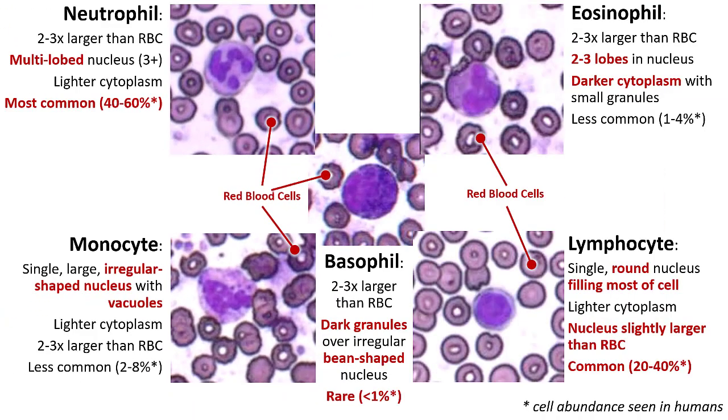A version of this summary image can be found in the field guide section of the project. Here we highlight in red some of the main distinguishing characteristics that can help you with their identification. Remember to look for the number and shape of the lobes of the nucleus. Also remember that eosinophils are the only white blood cell with a darker cytoplasm. Lymphocytes are the smallest of the white blood cells. And finally, consider how common a cell type is when trying to decide.